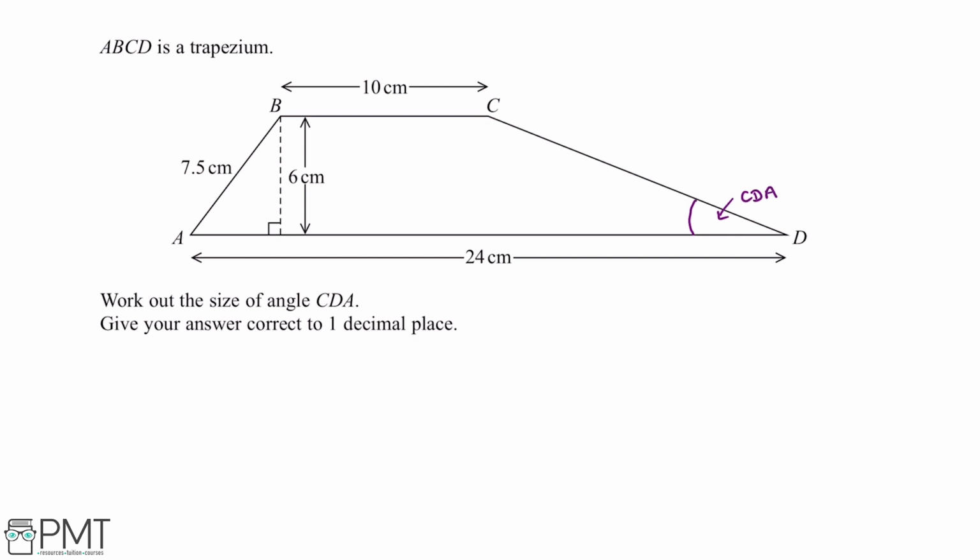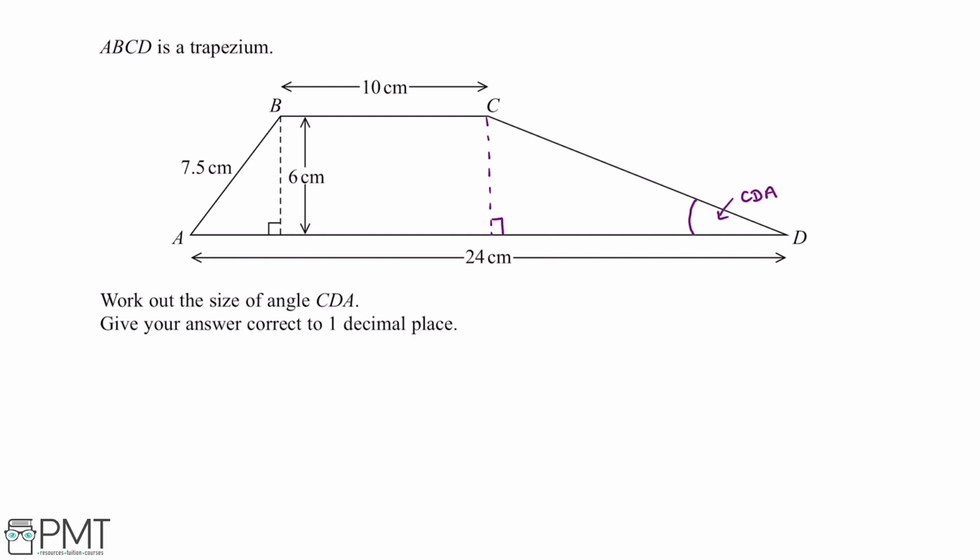So the first thing we can do to make this question easier to solve is by adding a line here. And this gives us a triangle on the right hand side of this trapezium, making this angle a right angle. So the first thing we can start working on is this right angled triangle here. So the first thing we can do is work out the length of the base. And to do this we can use Pythagoras.